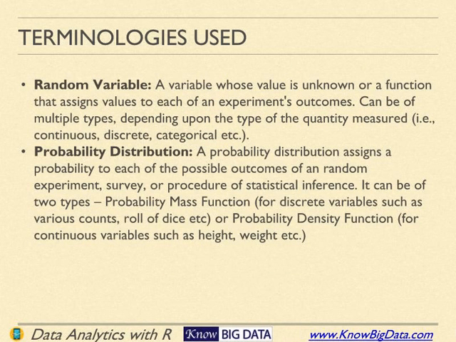Okay. We will use a few terms such as random variable: a variable whose value is unknown, or a function that assigns a value to each of an experiment's outcomes, which can be of multiple types depending upon the type of the quantity measured. So a random variable is another variable. Its value can be an outcome of some other variables.